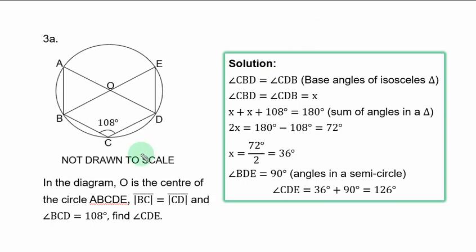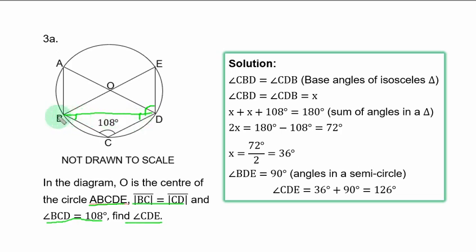Question 3a. In the diagram, O is the center of the circle ABCDE. BC is equal to CD, and angle BCD is equal to 108 degrees. Find angle CDE. That is the whole of this angle. BC is equal to CD. So if we decide to close this place, it means we have an isosceles triangle. For that, the base angles from here to this point are equal.